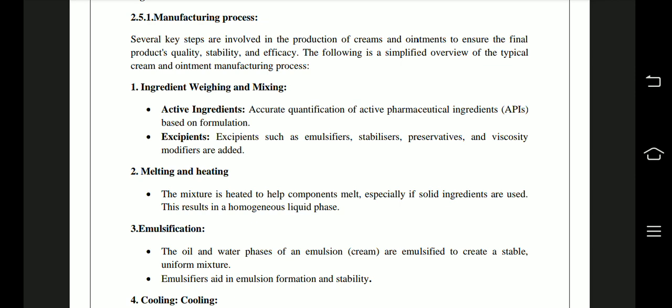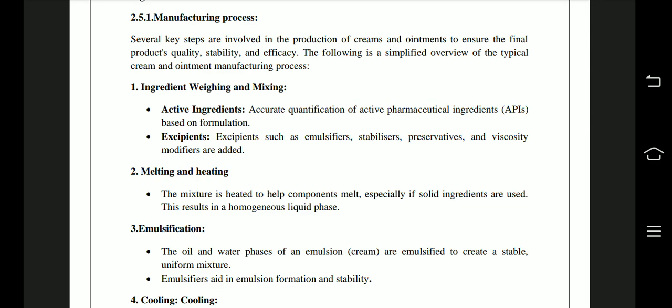Active ingredients: accurate quantification of the active pharmaceutical ingredient based on the formulation. Excipients such as emulsifiers, stabilizers, preservatives, and viscosity modifiers are added. Melting and heating: the mixture is heated to help components melt, especially if solid ingredients are used. This results in a homogeneous liquid phase.